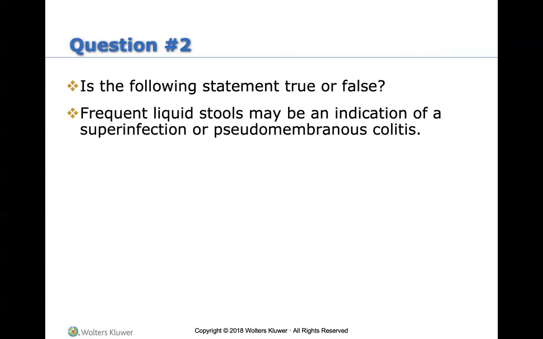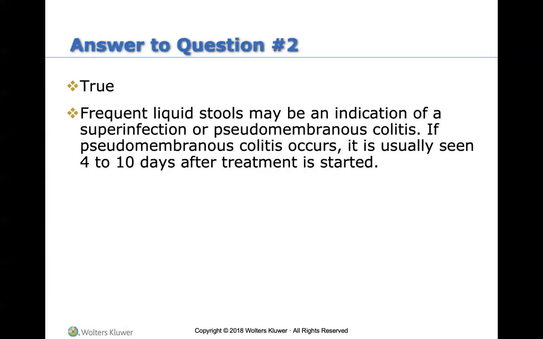Okay, here we go. Now we're on to question 2. Is the following statement true or false? Frequent liquid stools may be an indication of superinfection or pseudomembranous colitis. And that is true. We're looking for that because we're worried about developing C. diff. And if we're going to develop it, we usually start to see those symptoms 4 to 10 days after we gave that initial fluoroquinolone administration.